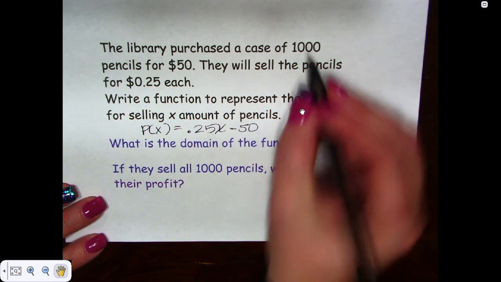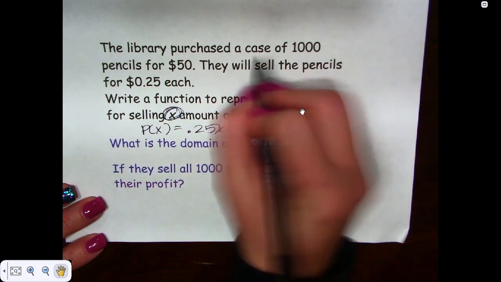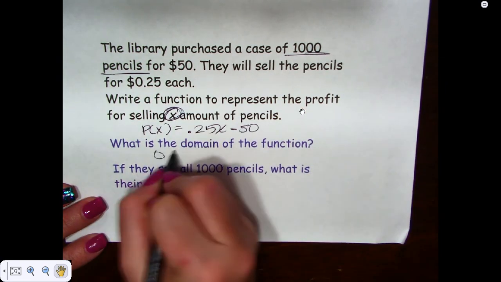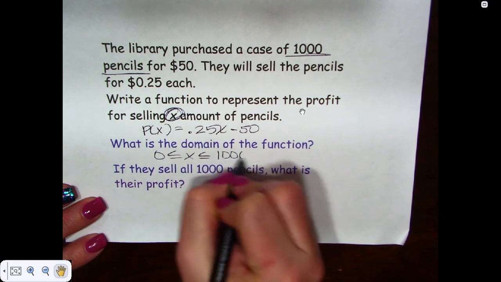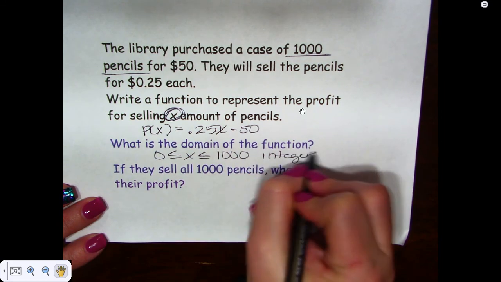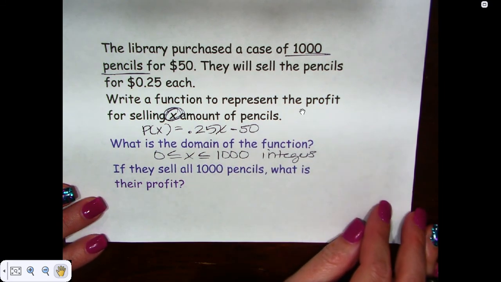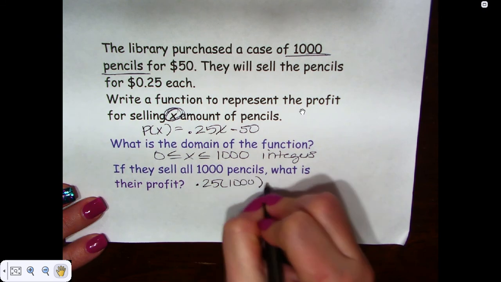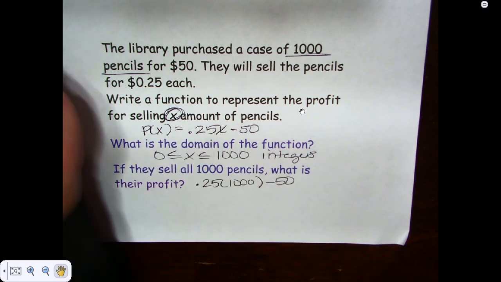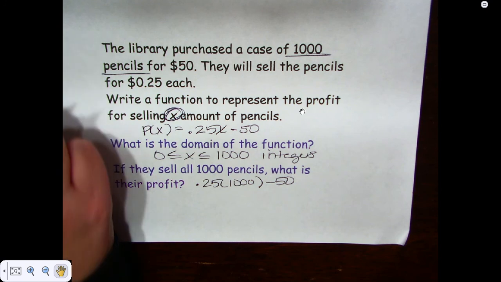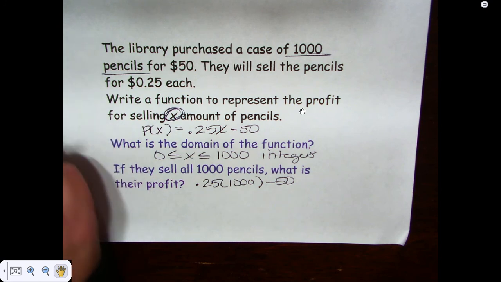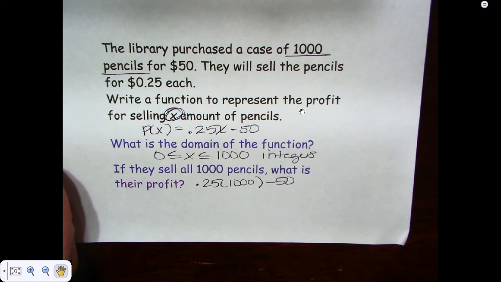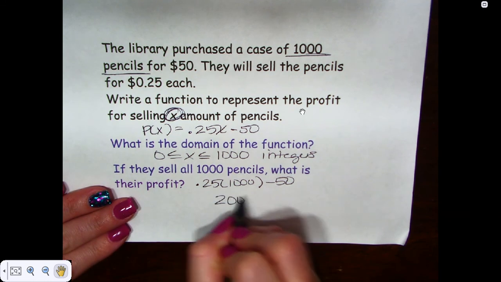Your domain, there's 1,000 pencils to sell. So from 0 to 1,000, and again, those are going to be integers or whole numbers. And then what is their profit if they sold 1,000 pencils? So we're going to put 1,000 in for x. And we will get a $200 profit.